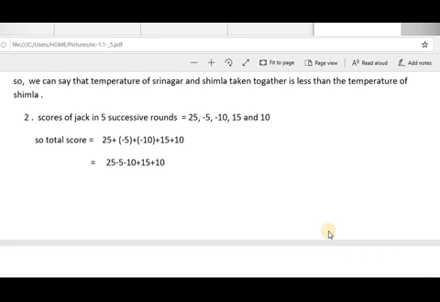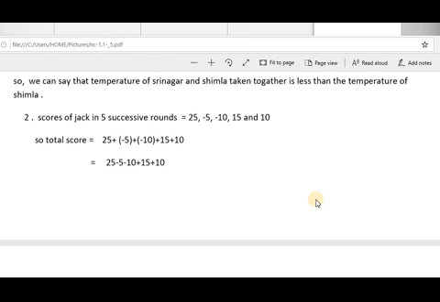In question number 2, it is asked that in a quiz, positive marks are given at 5 for each correct answer, and negative marks are given for each incorrect answer. Jack's scores in 5 successive rounds are 25, minus 5, minus 10, 15 and 10. What was his total in the end?